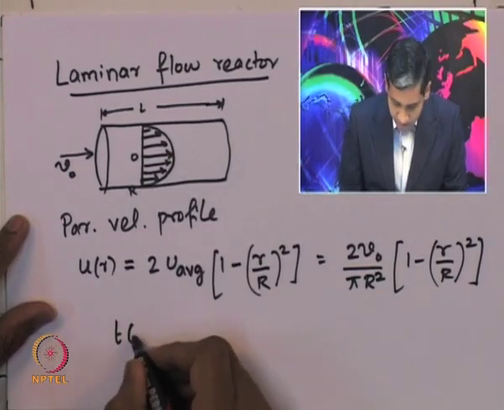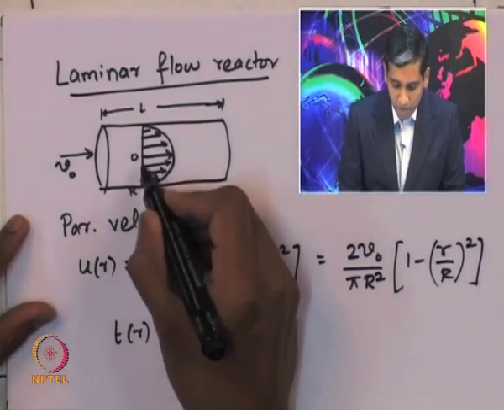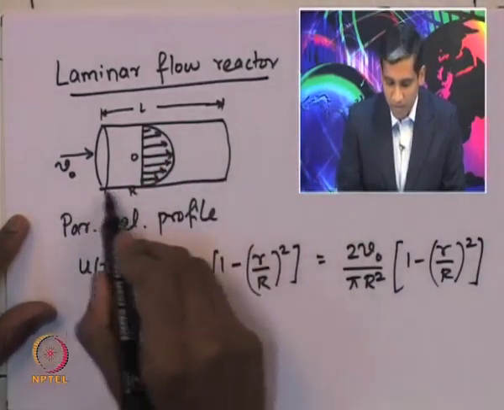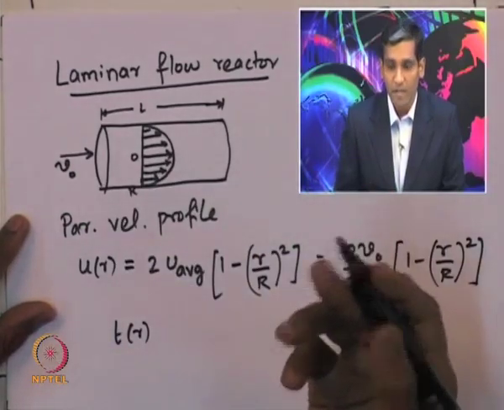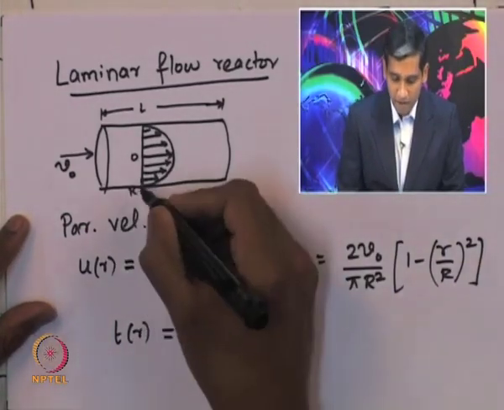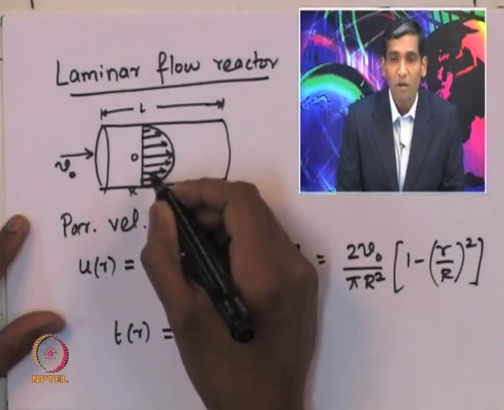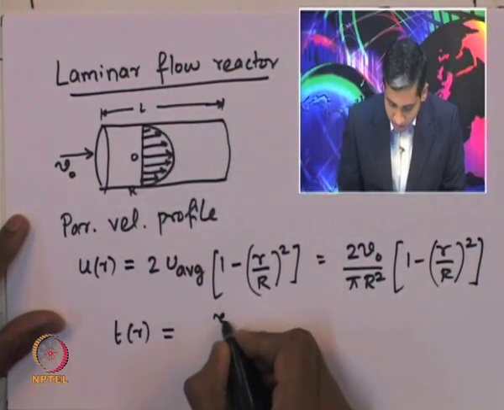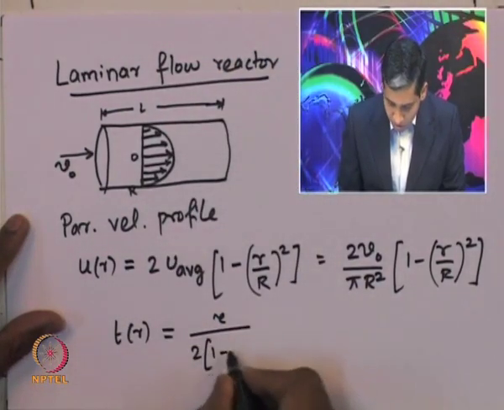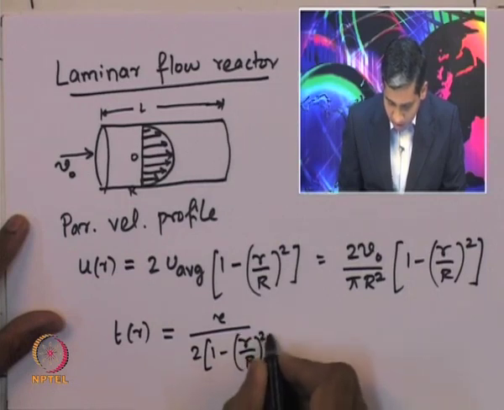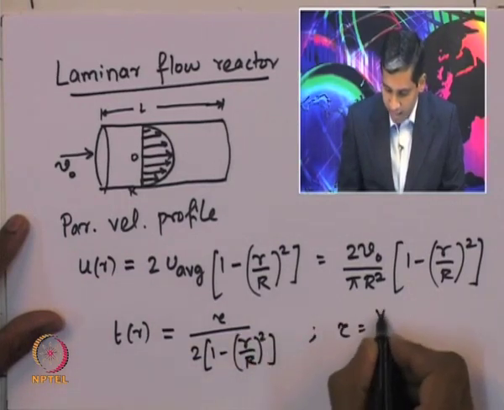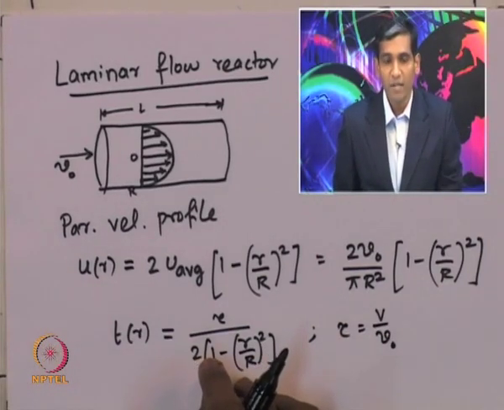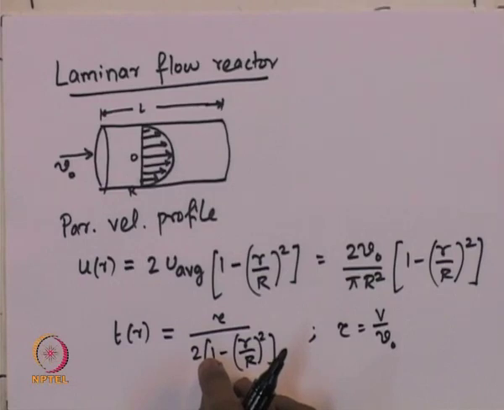Now, we said that the time taken by different fluid streams at different r locations is going to be different, because the velocity with which they are moving through the reactor is different. Therefore, the time that different fluid elements at different r locations would take to traverse from the entry to the exit of the reactor will be tau divided by 2 into 1 minus r by capital R the whole square, where tau is V, the volume of the reactor, divided by the volumetric flow rate, which is essentially the space time of the reactor.